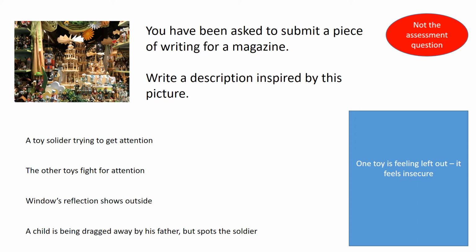Okay, so in terms of the ideas I've come up with, we've got a soldier trying to get attention, so that could be the opening. Then I thought the other toys could be fighting for attention in this shop because it's quite busy and cluttered. And then maybe we have a window reflection that shows the outside world, and in that reflection we see a child being dragged away by his father, but at the last moment he spots the soldier, so we've kind of got that going back to the beginning. So there's a connection and there's a bit of cohesion, a bit of glue in the writing.